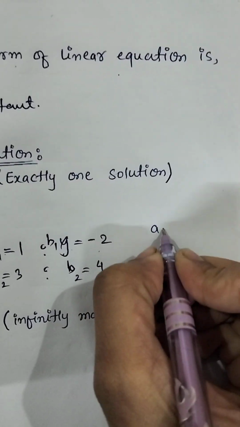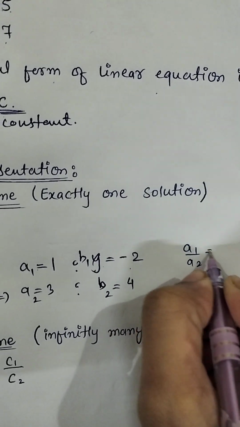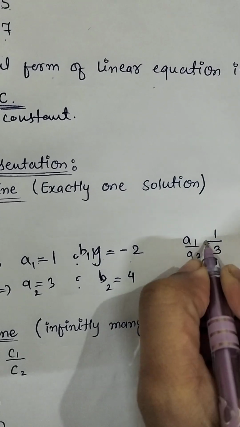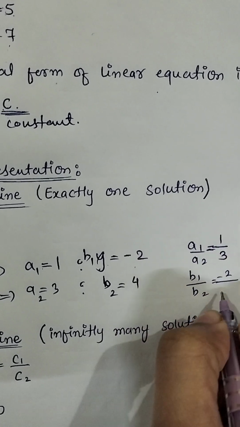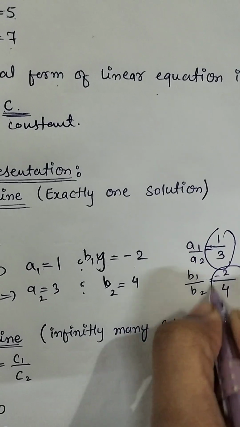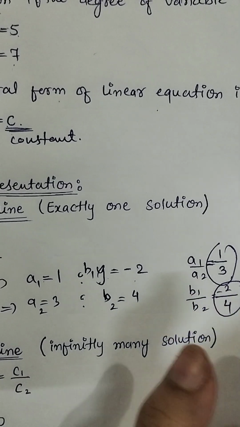Okay, so a1 by a2: what is a1? 1. a2 is 3. b1 by b2: what is b1? Minus 2. What is b2? 4. Are they equal? No, they are not equal.